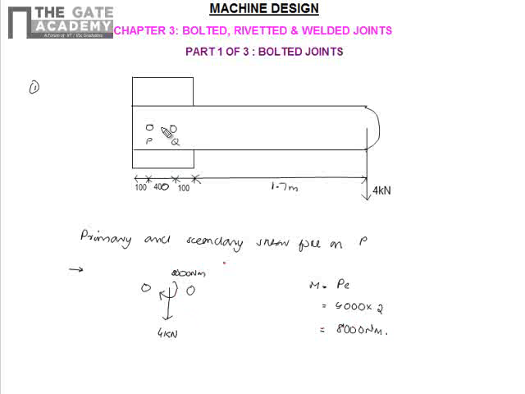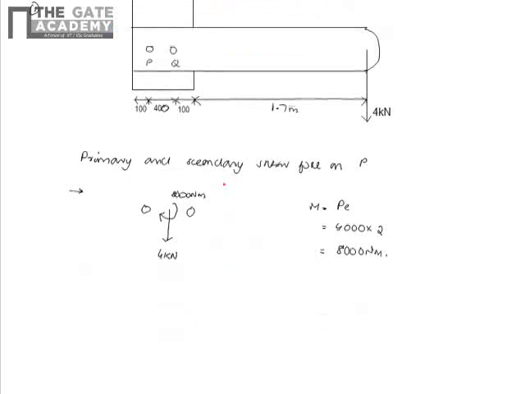So what will be the primary shear force on each of the bolts? Primary shear force P1 dash is equal to P2 dash is equal to P by number of bolts. Number of bolts is 2, therefore it will be 4000 by 2 is equal to 2000 newtons. 2 kilonewtons is the primary shear force on bolts P and Q. What about the secondary shear force?